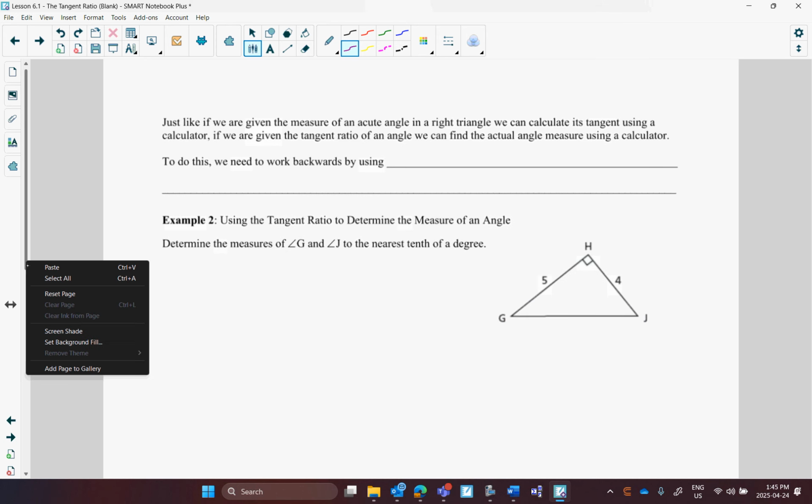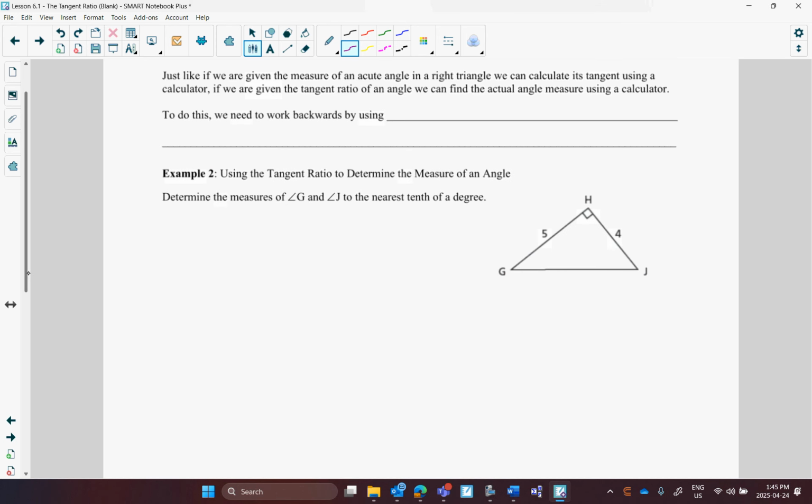So we're going to start with this example. I'll fill this in later. Here we are asked to find the actual angle measures. Well, we use the trig tan to help us. Let's start with G. Look at your diagram. The tan of angle G is equal to what numbers? 4 over 5. What did we just create?